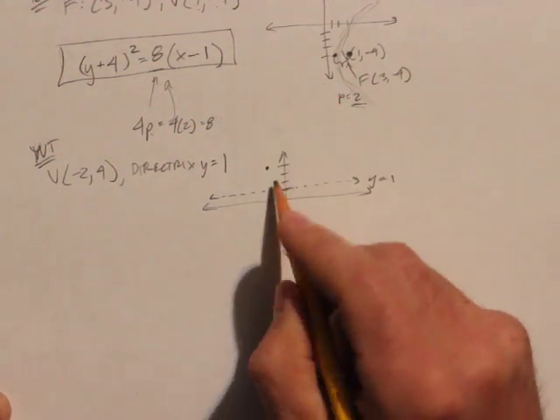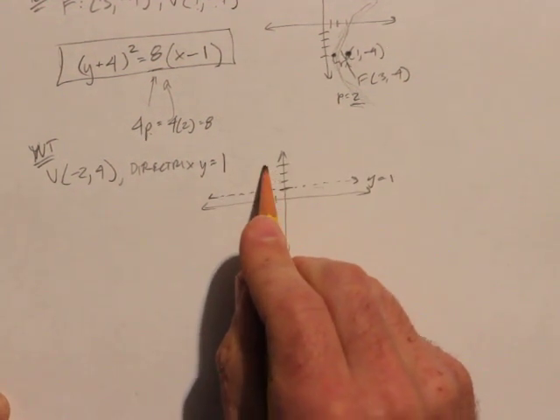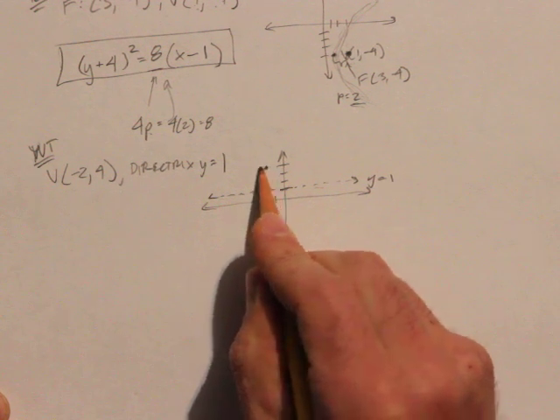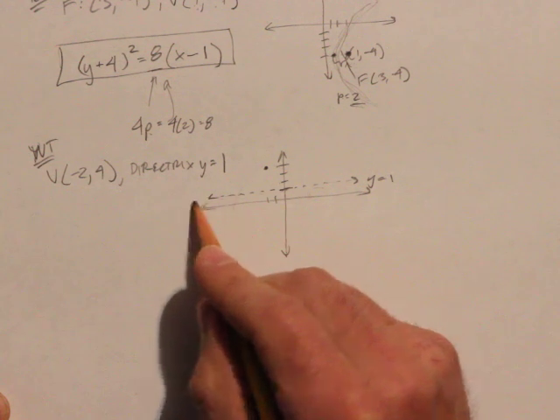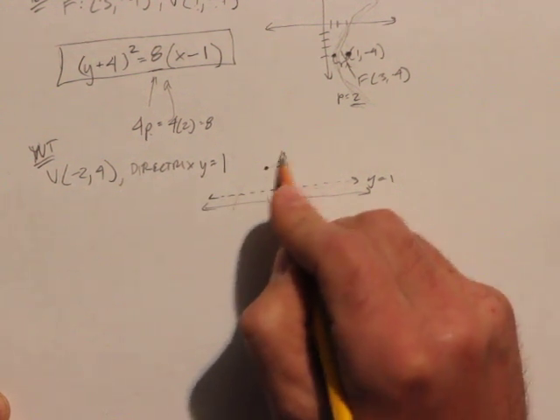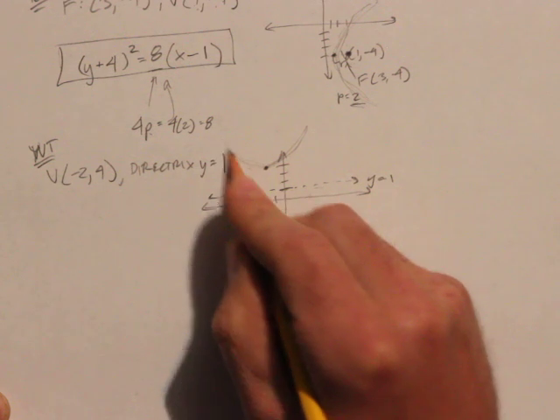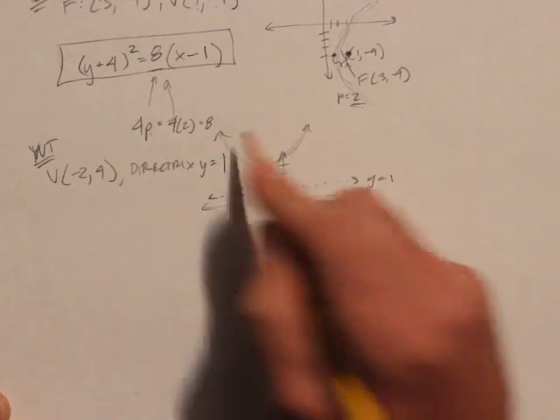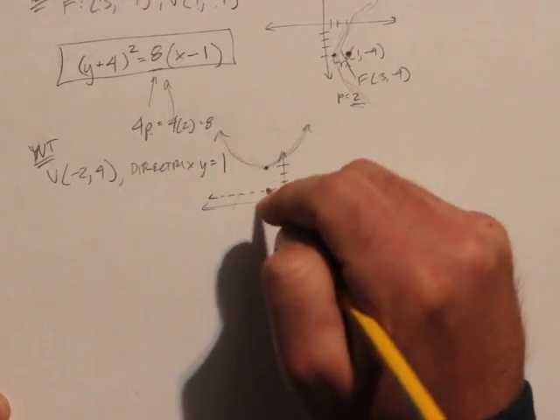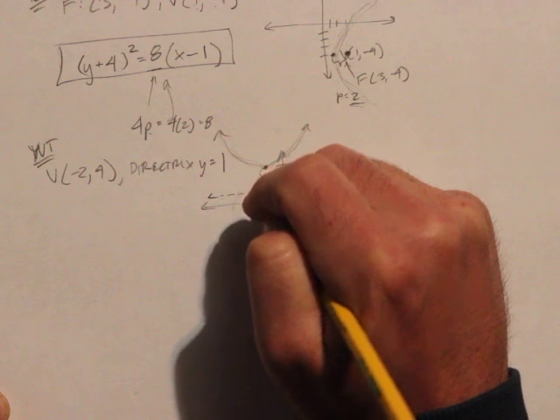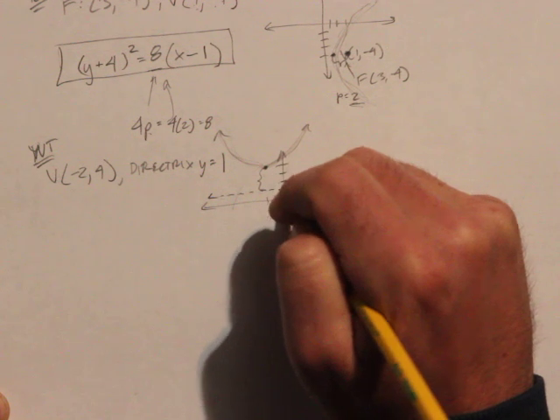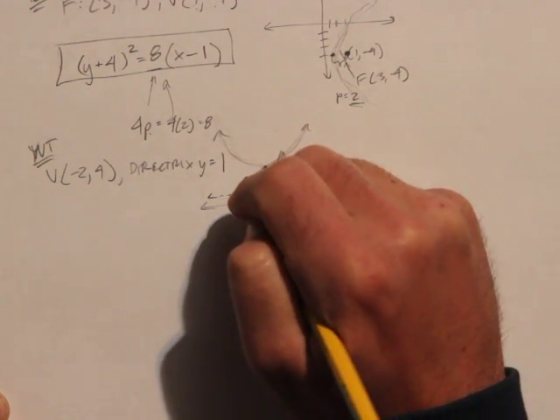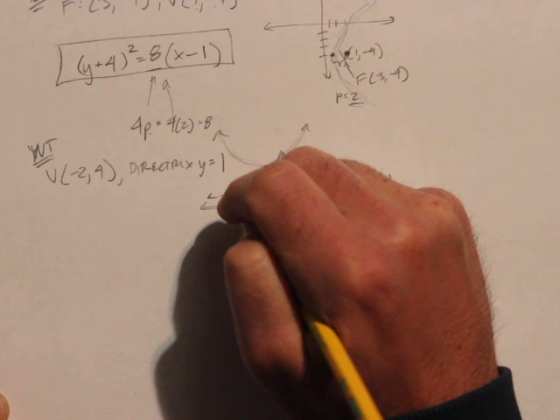Now, my directrix is here, my vertex is here. My parabola will not intersect my directrix. It's always going to go the opposite direction. So that means my parabola is going to look something like that. And the distance right here is 1, 2, 3, 4. So that means 1, 2, 3. So my p-value is 3.